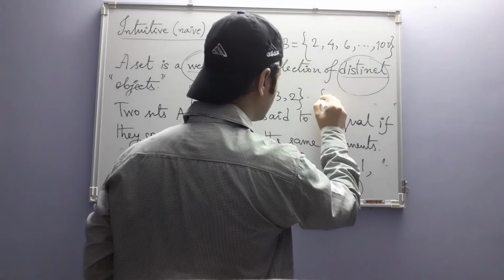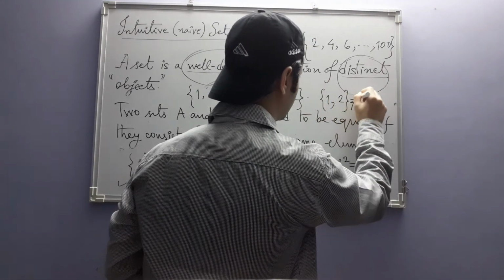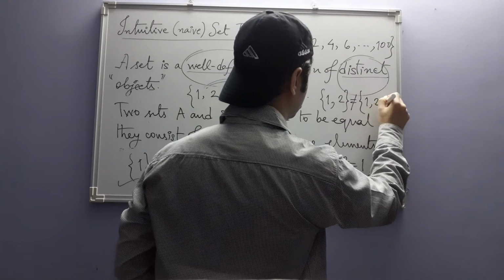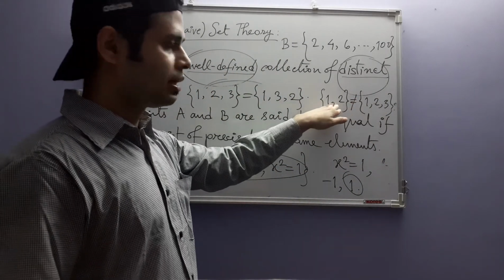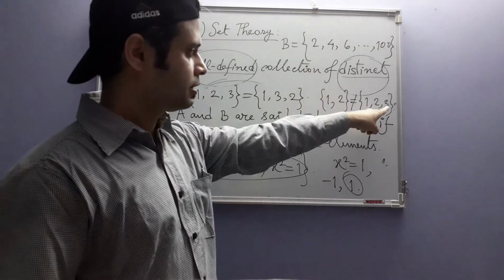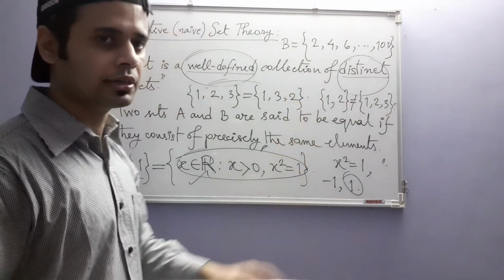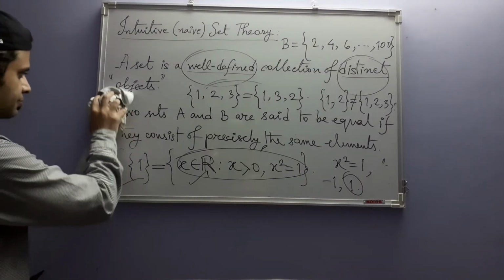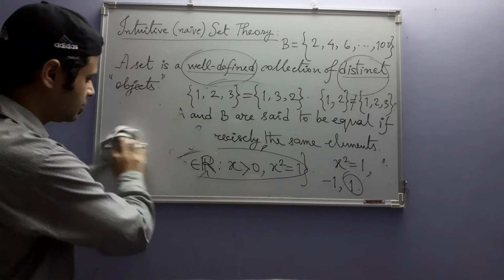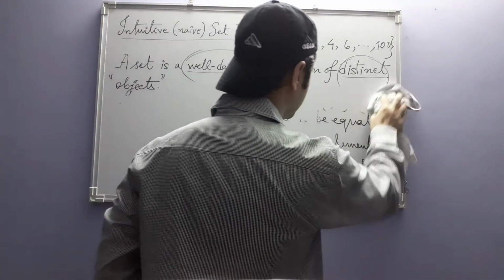However, these two sets are not equal, clearly, because on the left hand side we don't have the element 3, so these two sets are different. So that is equality of sets. They are equal if and only if they consist of precisely the same elements.